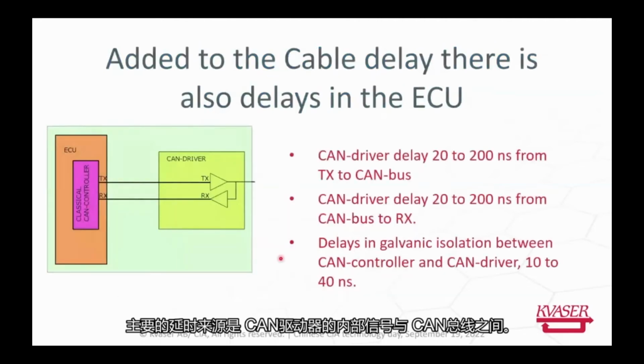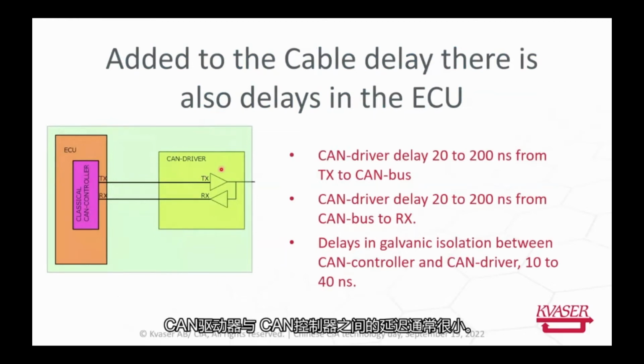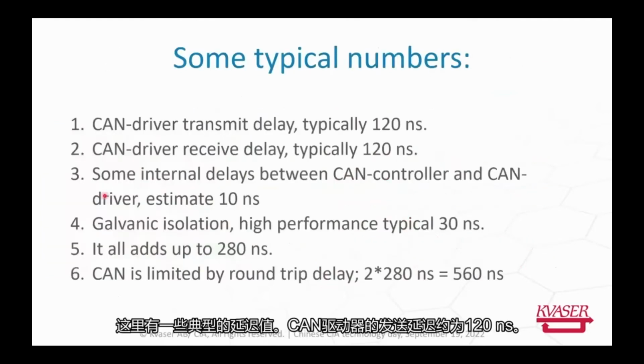The main delay source in CAN is the CAN driver between the internal signal and the CAN bus. The delay between CAN driver and the CAN controller is typically small, but could be significant if galvanic isolation is used between the CAN controller and the CAN driver. There is some delay between the CAN controller logic and the microcontroller unit's pins. Here are some typical numbers.